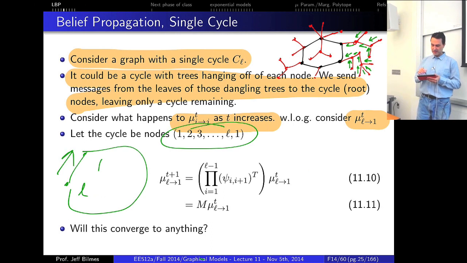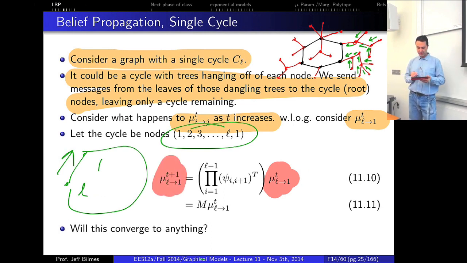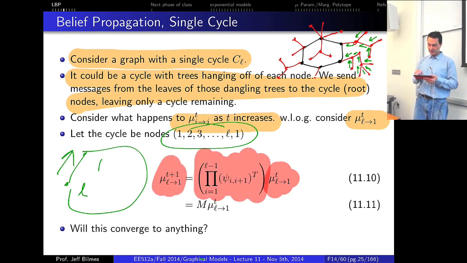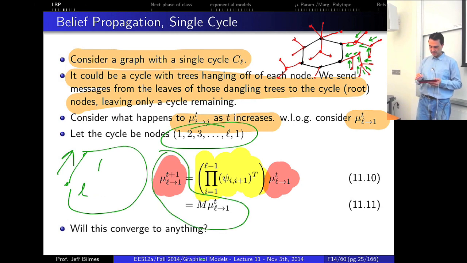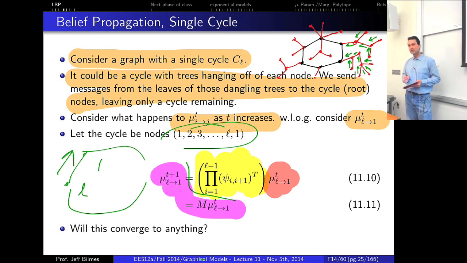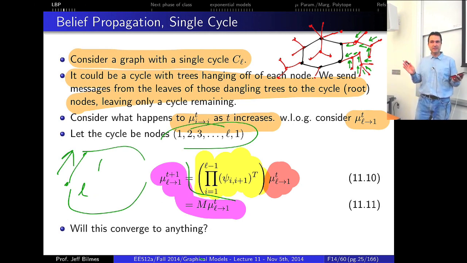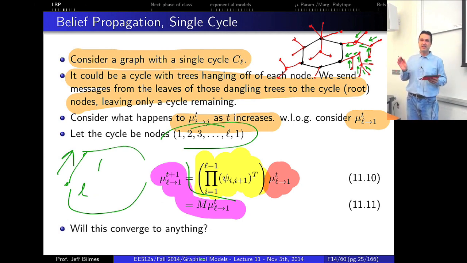So the dynamics are, we start with the message from L to 1 at time t, we end up with a message from L to 1 at time t plus 1, and we multiply all of these matrices between the two. And so we get one matrix M. This is really the expression that we want. This is equal to this. And the question is, will this converge to anything? When you look at it this way, you start immediately thinking, oh, eigenvalue, eigenvector problems. Eigenvalue is greater than 1, eigenvalue is less than 1, all this other stuff.